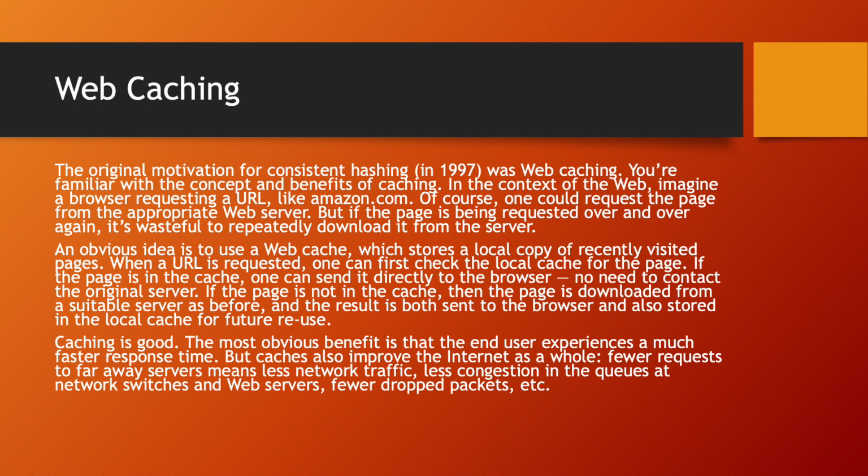When a URL is requested, one can first check the local cache for the page. If the page is in cache, one can send it directly to the browser, no need to contact the original server. If the page is not in the cache, then the page is downloaded from a suitable server as before, and the result is both sent to the browser and also stored in the local cache for future reuse.